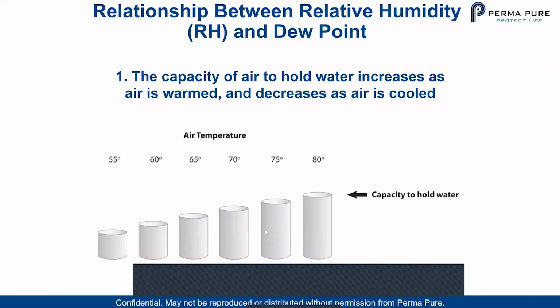So let's look at the relationship between relative humidity and dew point. In this slide, we show, for this example, how the capacity of air to hold water increases as the air is warmed and decreases as it is cooled. So there at 55 degrees F, which is roughly 15 degrees C, you can see the cylinder is pretty short. And at 80 degrees F, that's 25 degrees C roughly, your capacity is over double.